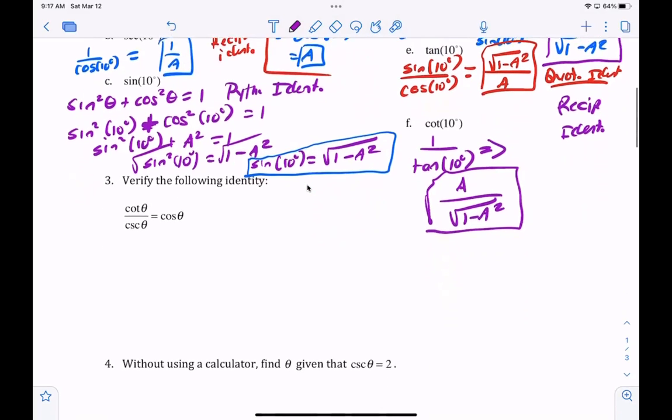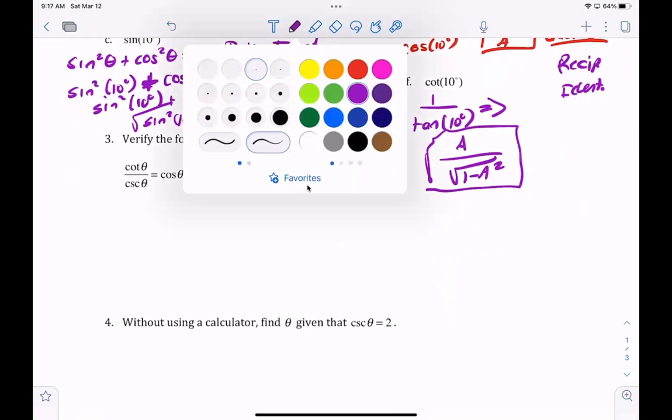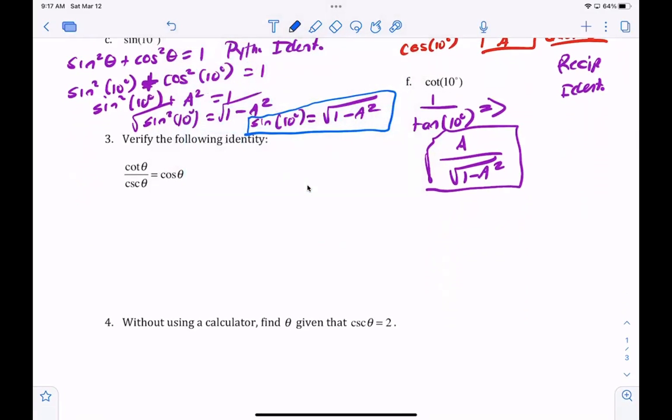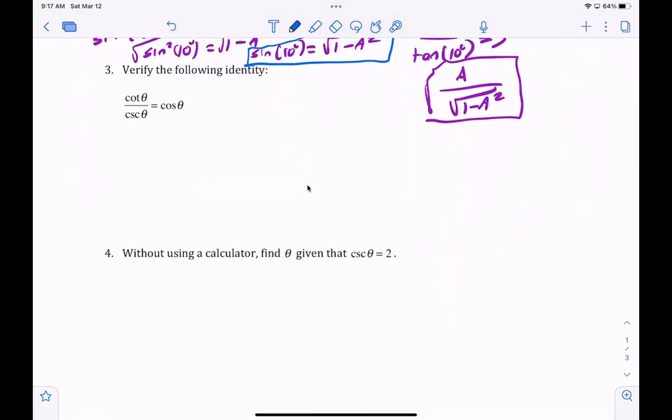Okay, the next problem, we want to verify a trig identity. And remember, when verifying a trig identity, we're going to choose one side. We're going to work solely with that side. And then step by step, we're going to show how we can transform that one side into the other side. Typically, we start with the more complicated side. So here, that would be the left side of this equation, which is cotangent theta over cosecant theta.